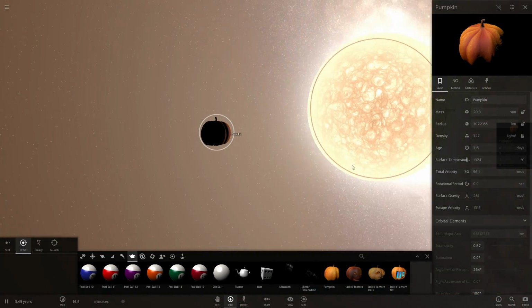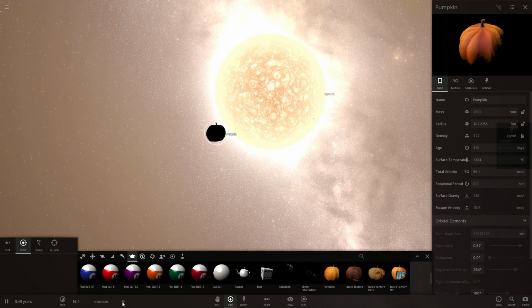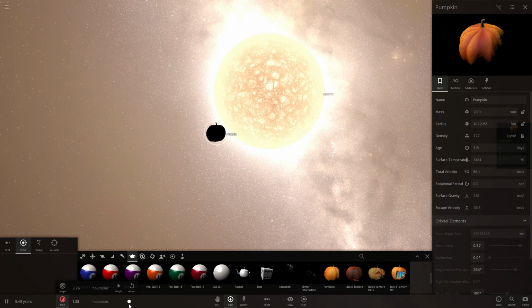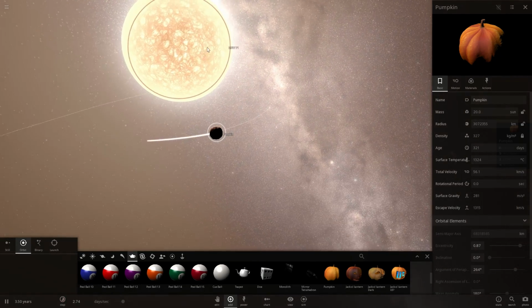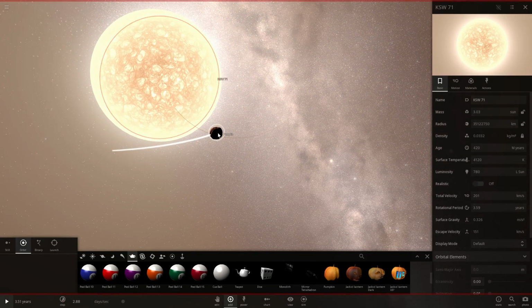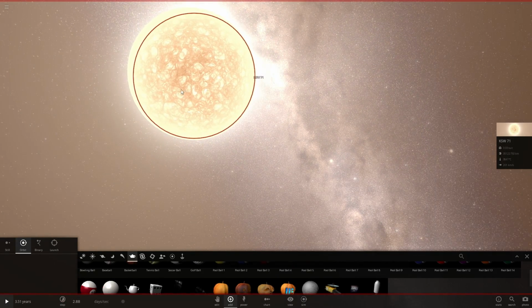It's a super ultra massive pumpkin that I think is going to possibly destroy the star, or at least cause it to collide with itself, because it's more massive than the star I just created. Now, the star I created is called KSW71. I'm going to erase the pumpkin before it destroys it.